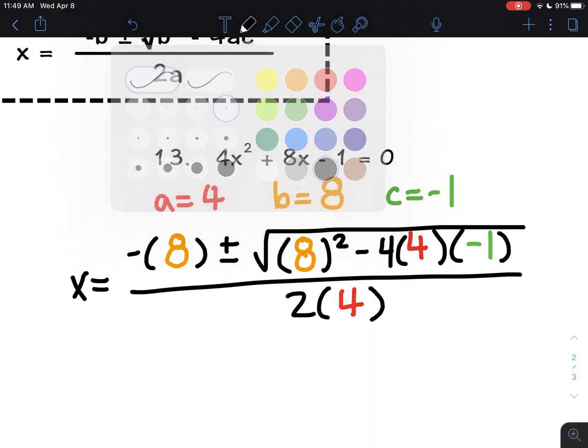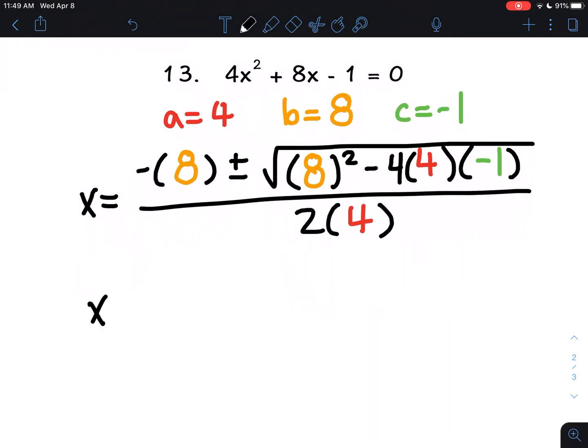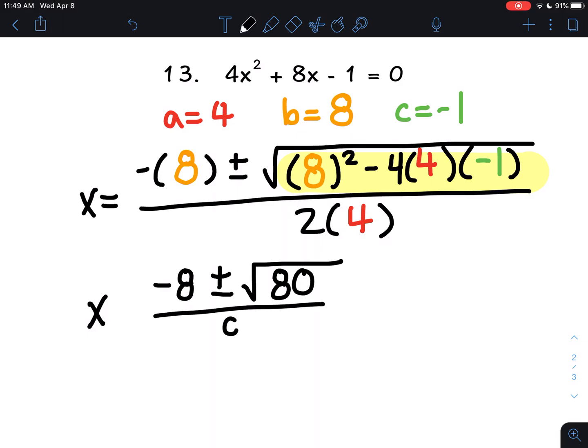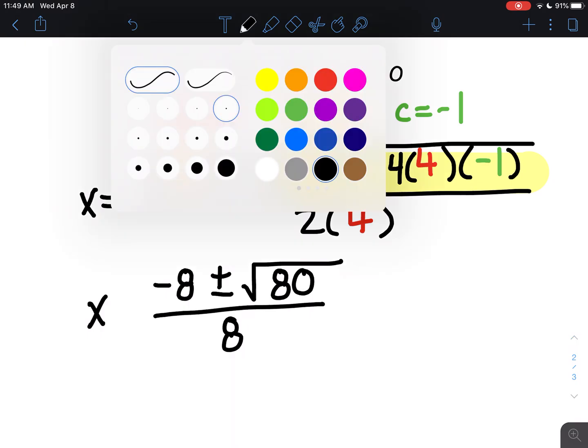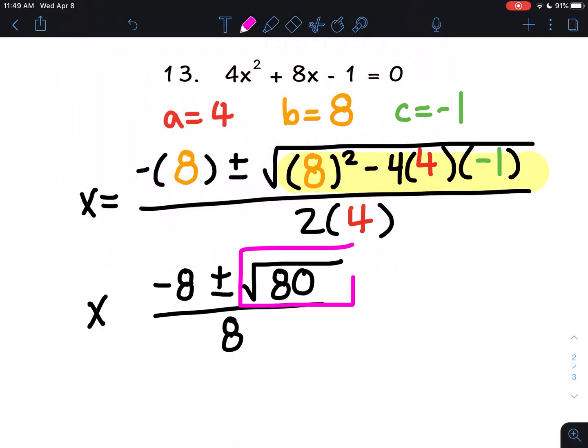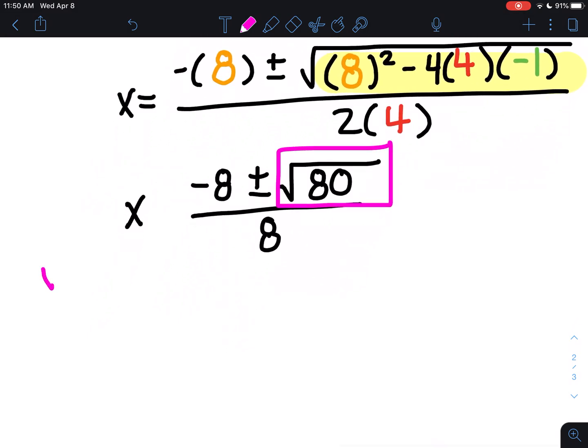Then we simplify. We get negative 8 plus or minus. Only plug this part into your calculator. That's going to be 64 plus 16. So the square root of 80. Right? 64 plus 16, 70, 80. Yep. All over 8. Okay. The next step would be to plug this into your calculator. Square root of 80. It is not going to be a whole number. When it's not a whole number, you need to simplify the radical.